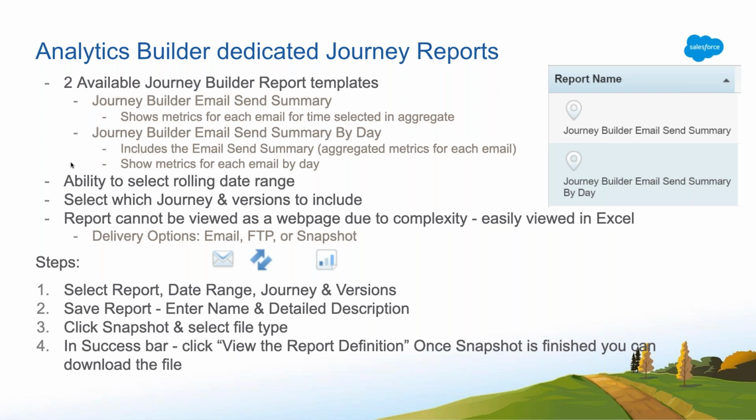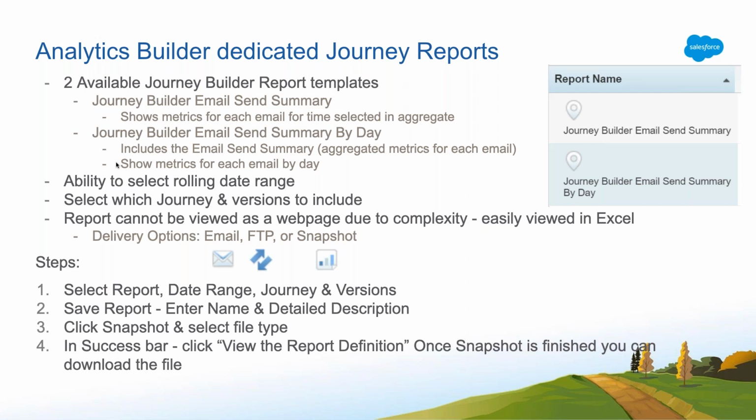Whereas the second one by day gives you the same stuff that you would get in the first one, but an additional tab that has all of the metrics broken out by email, by version, by day, so that you can really see into the nitty-gritty different pieces. This is a report that's very, very simple to set up.